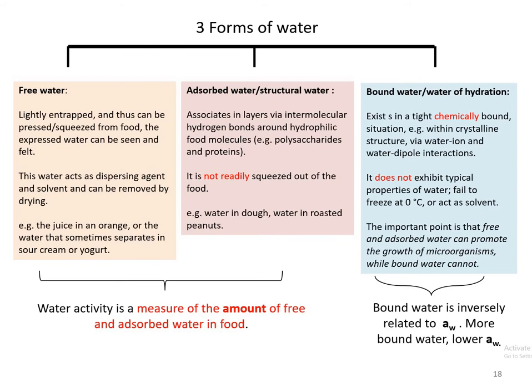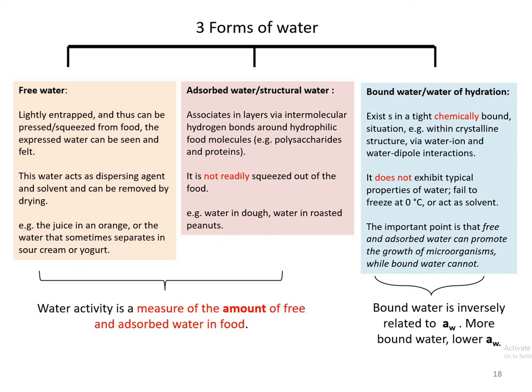So this water can act as dispersing agent and also as solvent, and you can remove it by drying. Adsorbed water is when you take some water and mix it with flour, it becomes a dough, right? So what happened to the water in the dough? It just got stuck there. It becomes associated in layers.